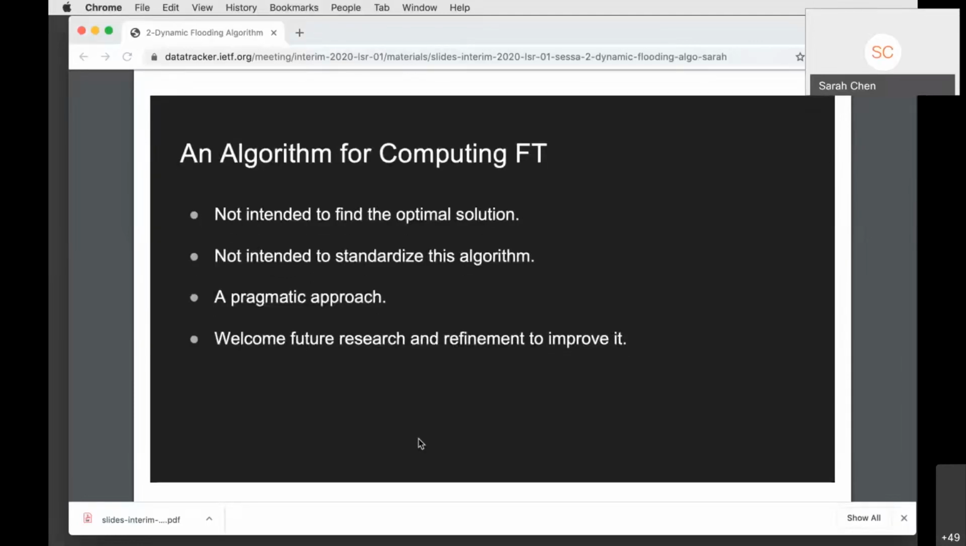This draft proposes an algorithm for computing the flooding topology from the physical topology. We do not intend to find the optimal solution, and we don't intend to standardize this algorithm. This is just a pragmatic approach, and we welcome any future research or refinement to improve it.